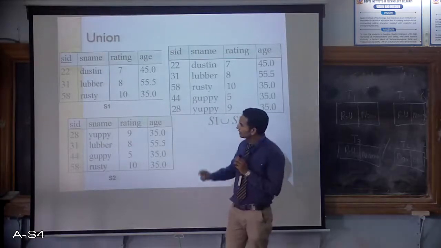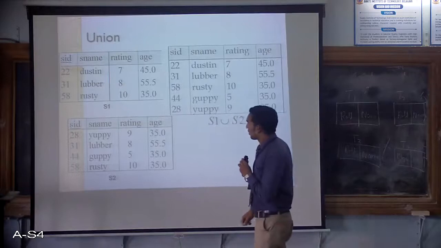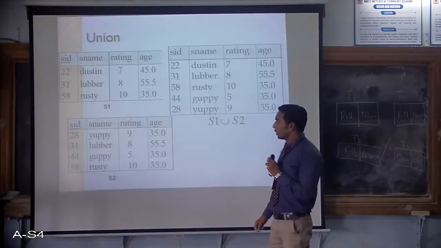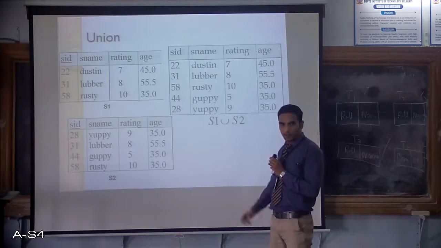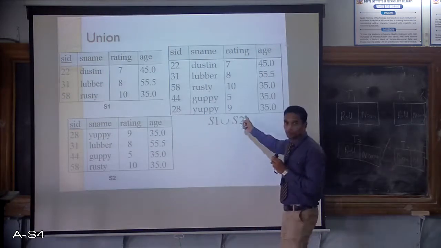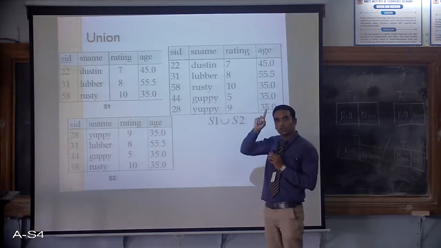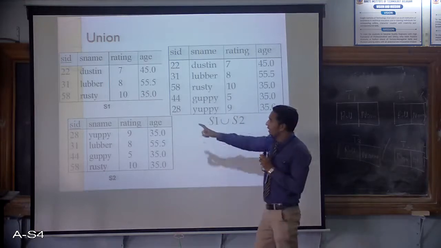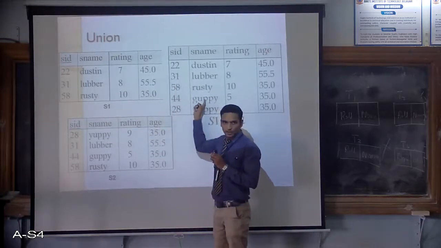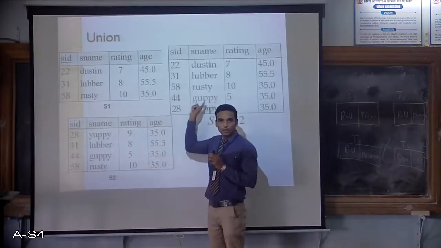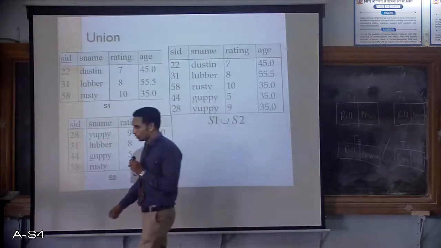Now look at this. There is somebody common. Luber and Rusty, numbers 31 and 58, are common. So while writing the union, we will not write it twice. We will write only one instance of it. Getting it? Elements of set A, elements of set B, and the common elements are written only once. This is how I do the union operation.